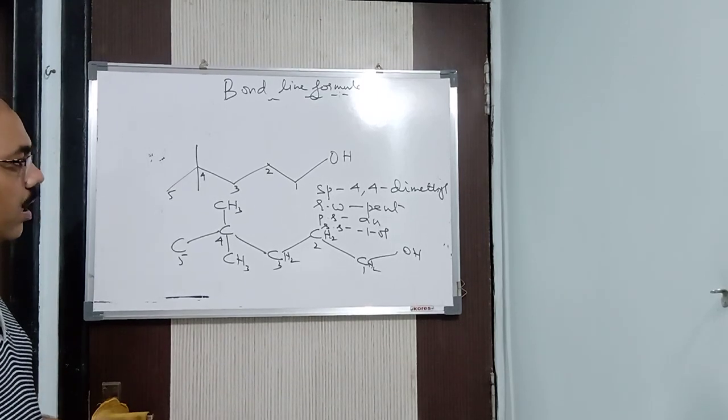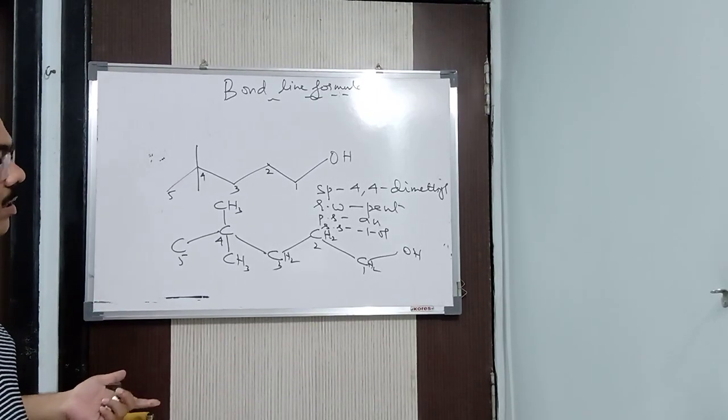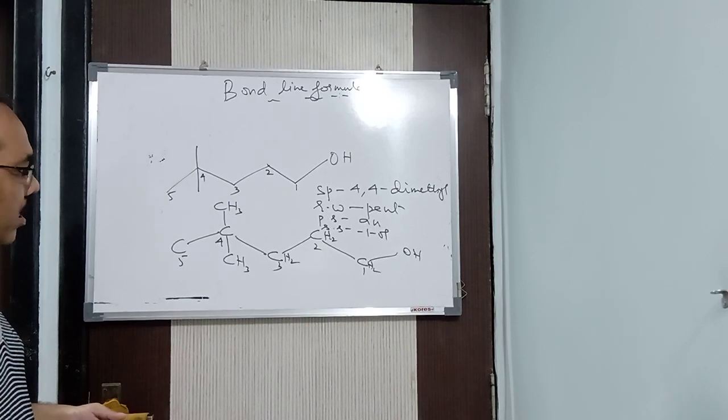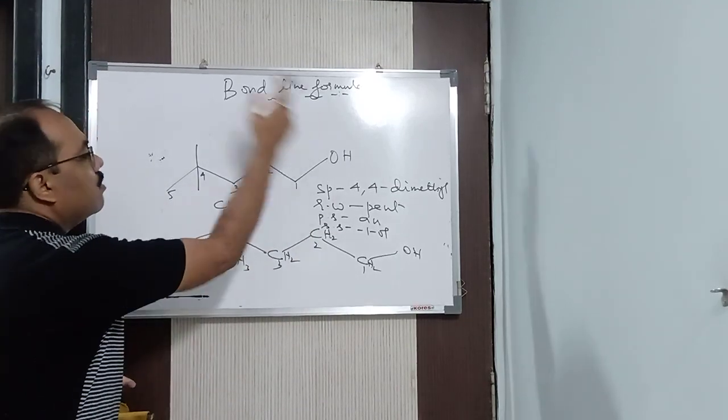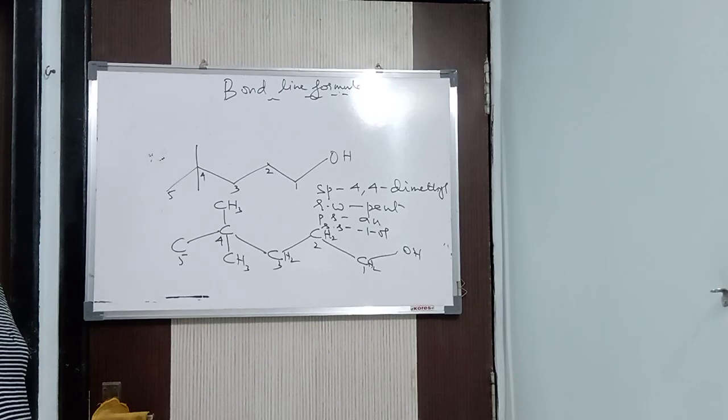In bond line formula, there is no rule, nothing else. The only thing is that we are representing in a different manner. Instead of representing in this way, we are drawing in this way the lines and we are representing it. That is the bond line formula. This is known as the bond line formula.